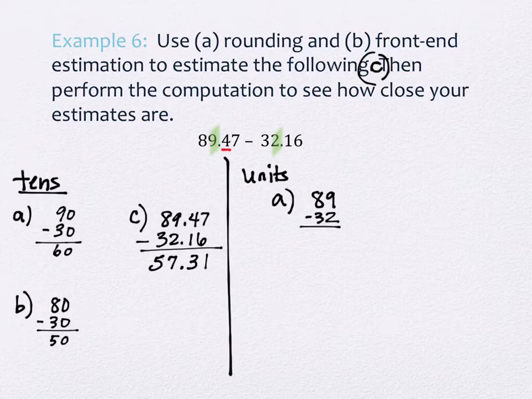89 minus 32, not too bad. I have 27. Don't say 27. I have 57. It has been a long day. It's been a really long day. I'm sorry. All right, part B. So with front-end estimation, right, we keep the number that's shaded and anything in front of it, and we zero everything else out. So with front-end estimation, we actually would get the exact same thing on this one, wouldn't we?